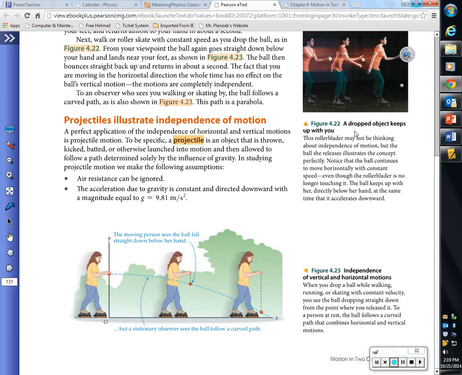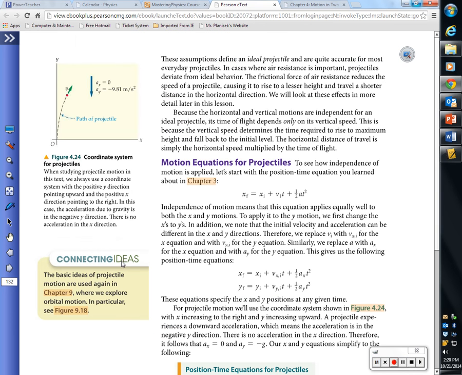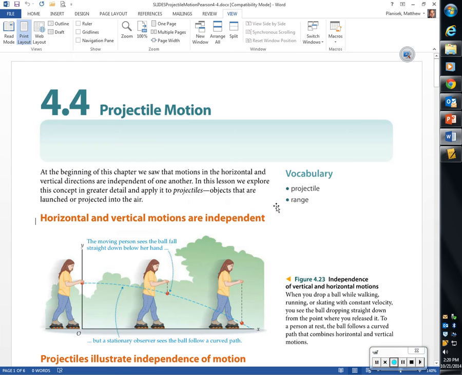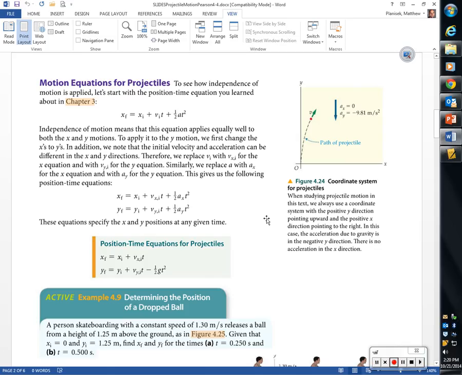So, the biggest thing there: these 2 bullet points that show up on the bottom of your packet. Air resistance can be ignored, and the acceleration due to gravity is constant and directed downward with a magnitude equal to 9.81 meters per second squared. Those are going to be the 2 important factors in analyzing this projectile motion. And in doing that, let's take a look at the top of the 2nd page of your packet, that's called motion equations for projectiles.